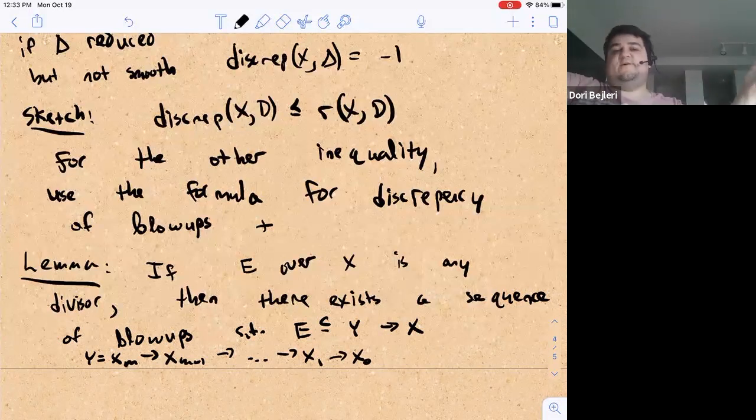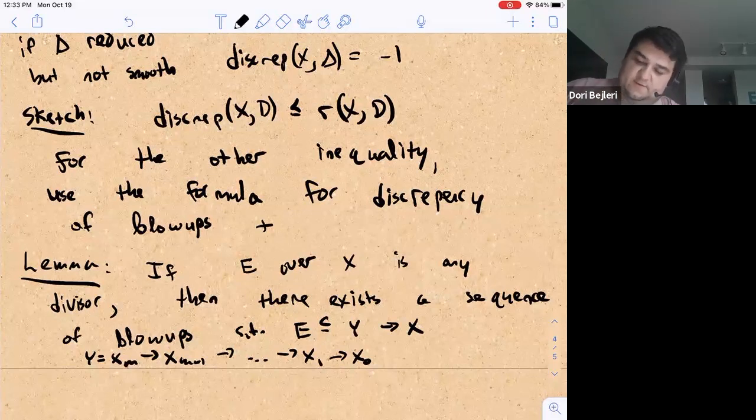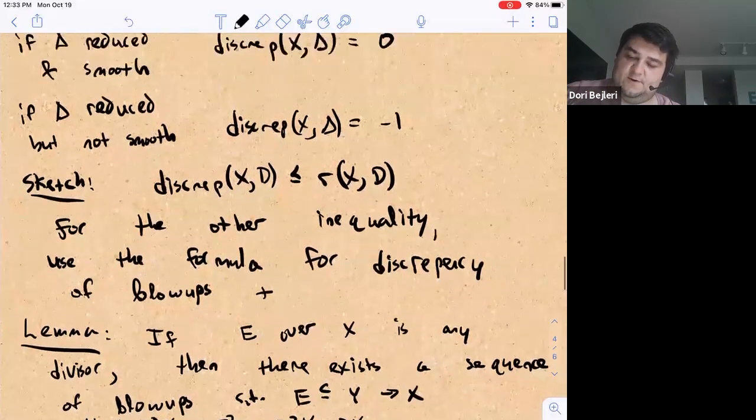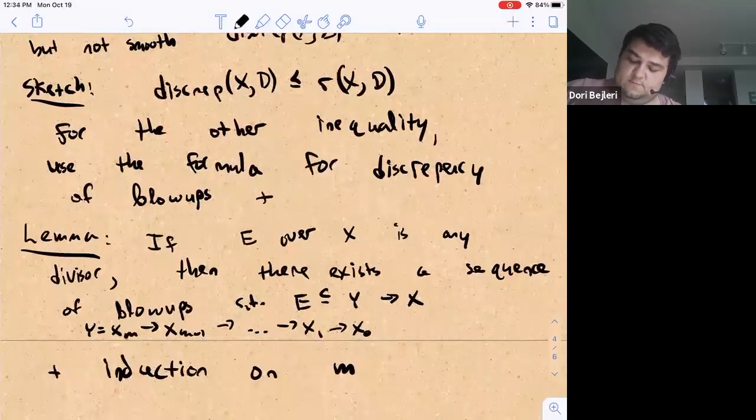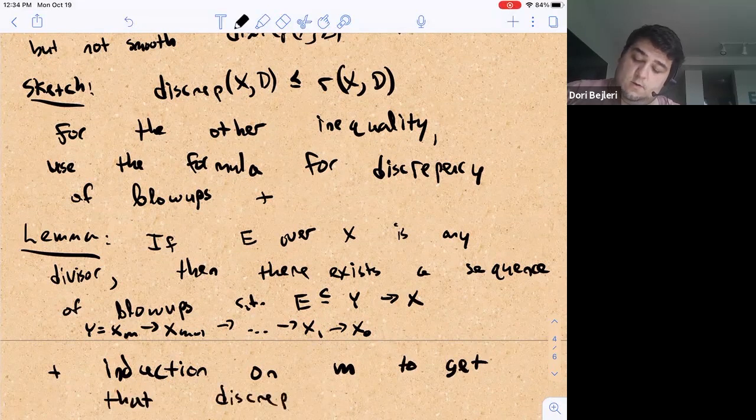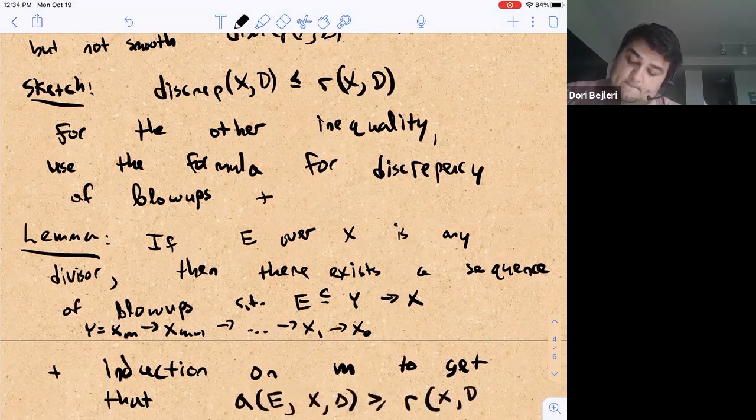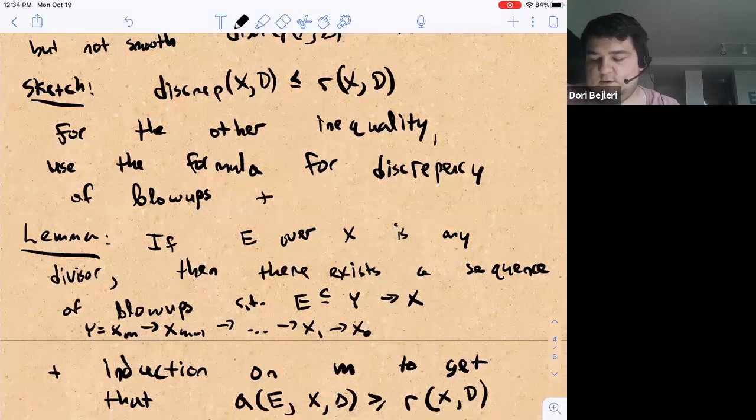So a priori, E by definition is just a divisor on some proper birational Y. And this is saying that maybe that proper birational Y isn't a sequence of blowups at, say, maybe here I want to say at reduced centers. But we can find some sequence of blowups so that E is actually a divisor there. And so then we use our formula for this discrepancy for blowups plus induction on this m to get the other direction for this inequality, to get that the discrepancy of this particular divisor is greater than or equal to r. So this is the only place that this formula for blowing up a smooth variety for that discrepancy comes up.